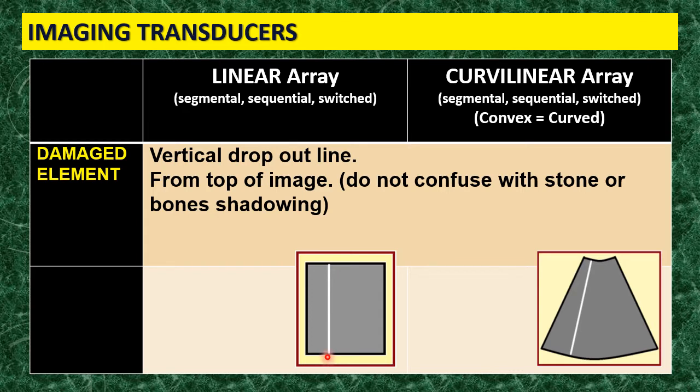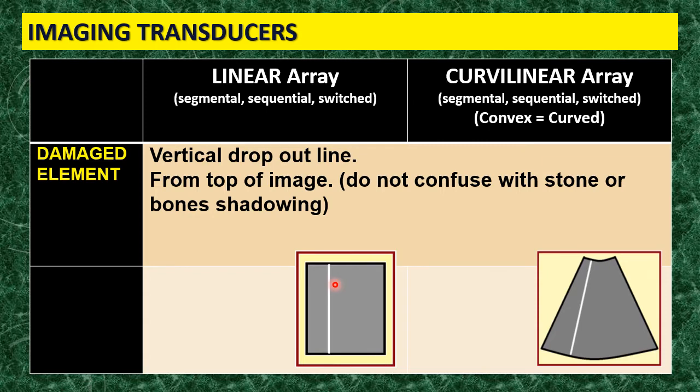I will get the dropout line starting from where? From the very top of the image, the face of the transducer. Okay, this is different, and we need to keep this in mind. This is different from if I have, for example, a calcification or a rib or something in the image. What happens? I'll get shadowing, right? But this shadowing, where does it start from?